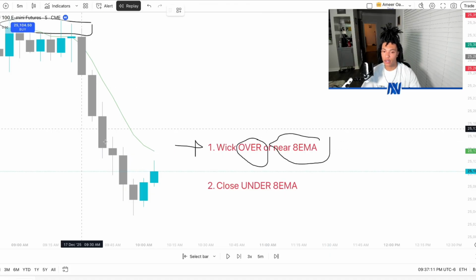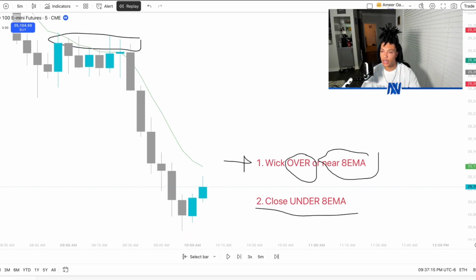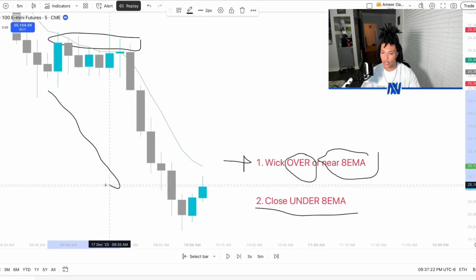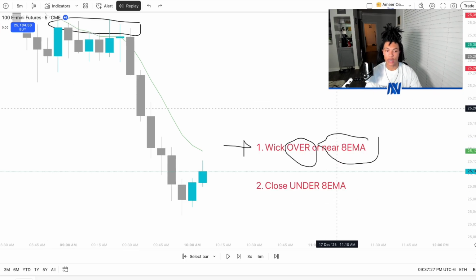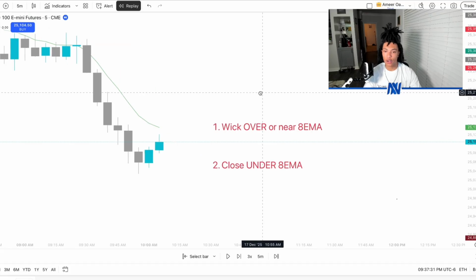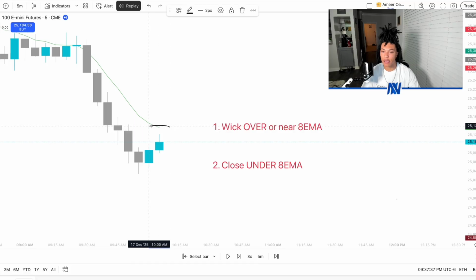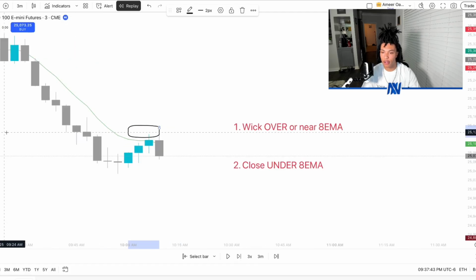And then finally, we need a close under the 8 EMA to solidify that the trend is still heading to the downside. So the reason why we can either have a wick over or just near that 8 EMA equilibrium zone is because even though we're actually trading on this 5-minute time frame, if we see that price is respecting this 8 EMA and not actually wicking on the 8 EMA specifically, we can go back to a different time frame to see that price was respecting this 8 EMA.